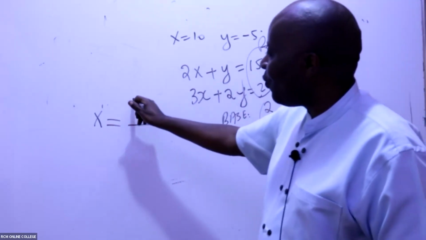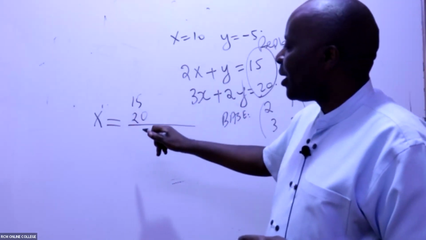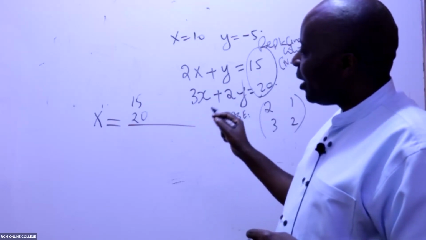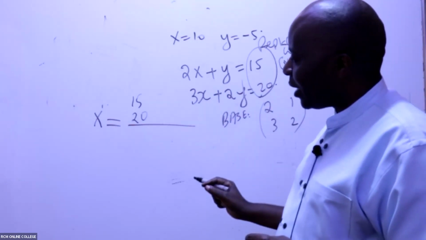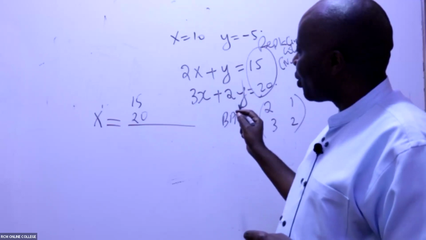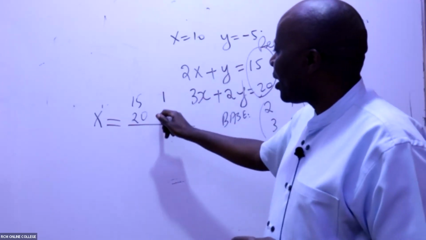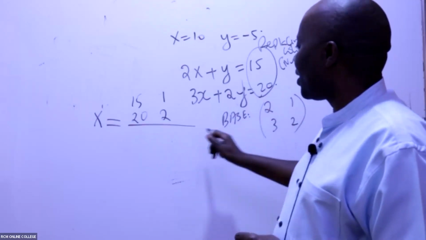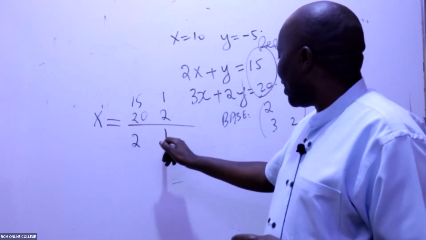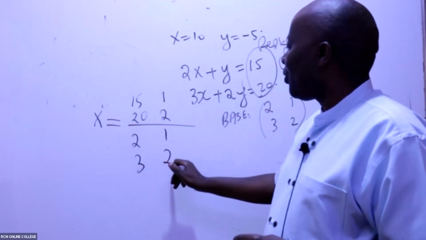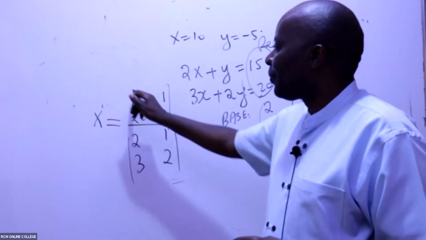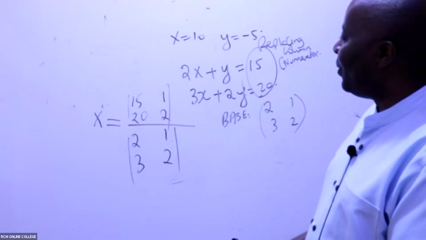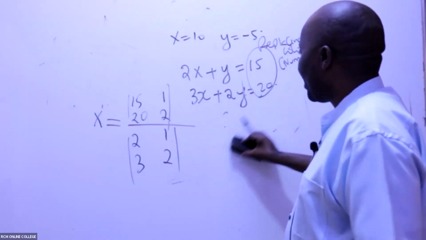So shall I have here 15, 20. If they want me to give them x, then it is only the column of x that can be affected. Y will remain. So y remaining means 1, 2, like that. Divided by the determinant of the base. The base here is 2, 1, 3, 2. So determinants like that.